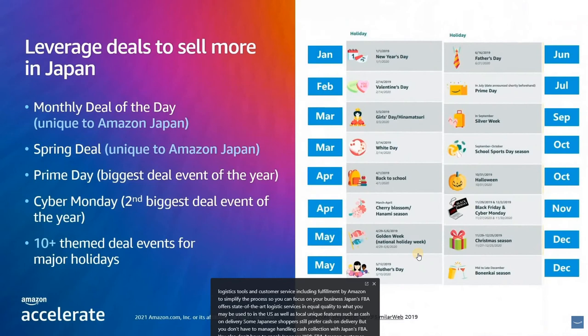And finally, the Japan store offers many deal events that are unique to Japan. Japan is a country with many national holidays. There are more than 17 public holidays each year. Take advantage of the event opportunities in the Japan store throughout the entire year, while the US business is not as busy as that fourth quarter holiday season.